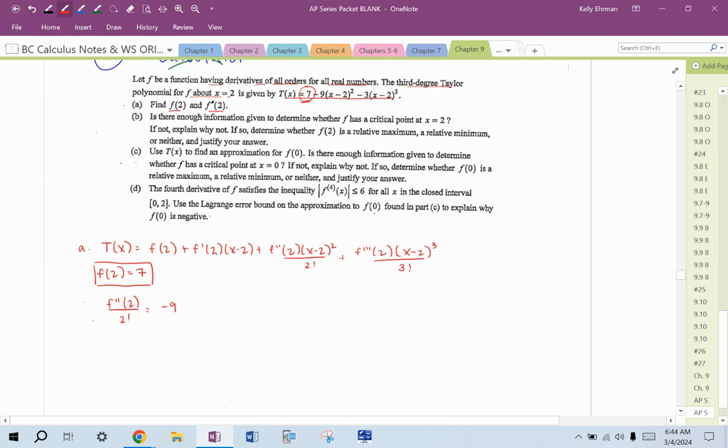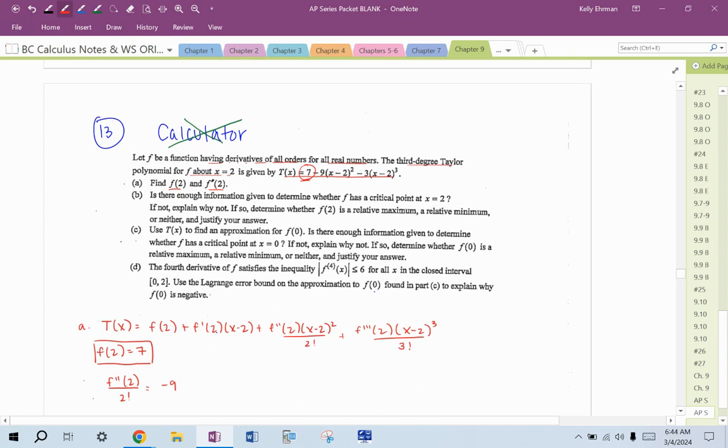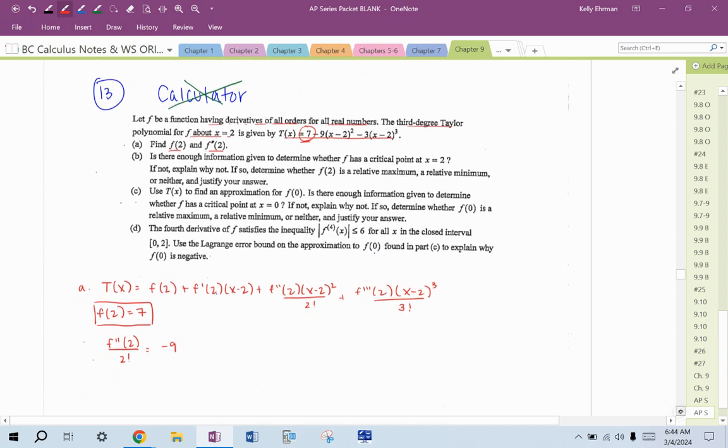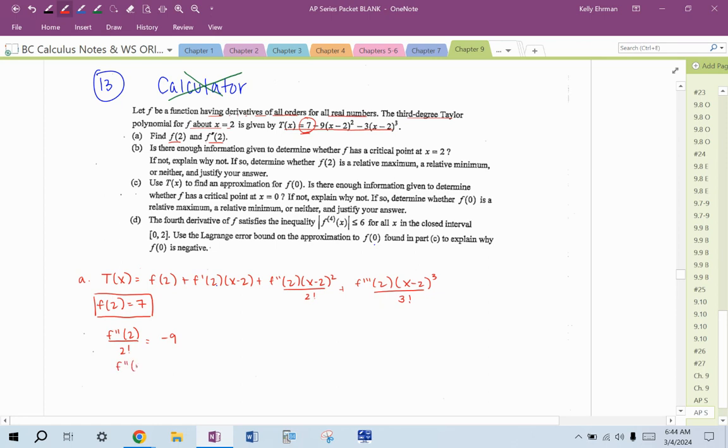So when we're solving for this, it's not that the second derivative is just equal to -9. It's that the second derivative at 2, if you solve for it, is equal to -18. So that's a pretty common question, where they're checking to see if you remember that factorial was there before it was simplified away.